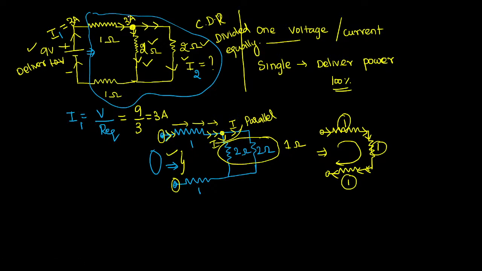இப்போ what can we do? இப்போ 3 ampere வருது அப்படின்னா இப்போ இதுல 1.5 ampere, இதுல 1.5 ampere flow ஆகும் sir. That's all. Now what is the current flow through this 2 ohm resistor? You can easily say that is 1.5 ampere.